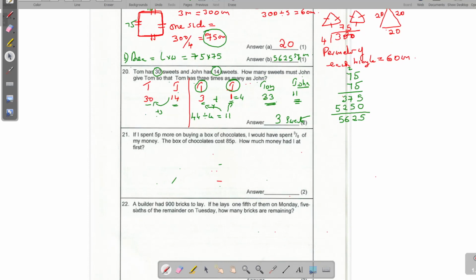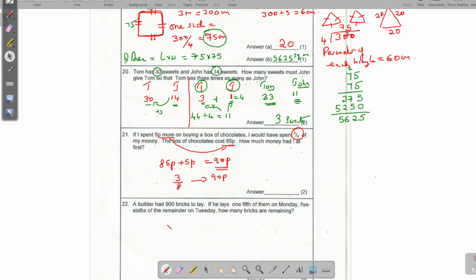If I spend 5p more on buying a box of chocolate, I would have spent 3/8 of my money. The box of chocolates is 85 pence. So if I would have spent 5p more means 85 pence plus 5p, which is 90p. If I would have spent 90p, then I would have spent 3/8 of my money. So how much money at first? So 3/8 is actually 90p.